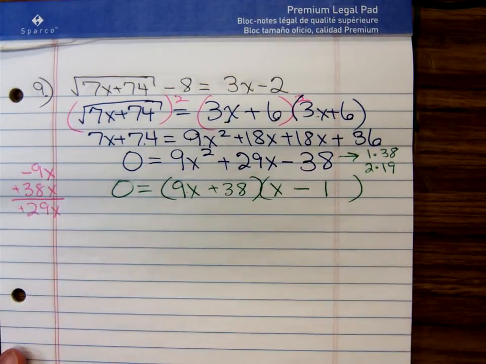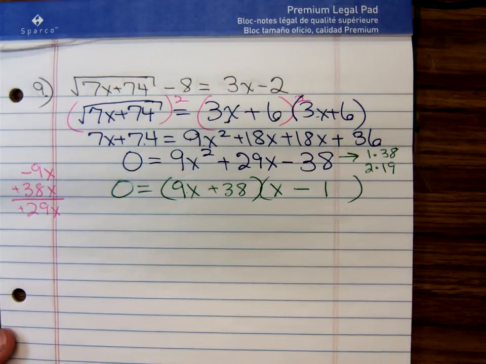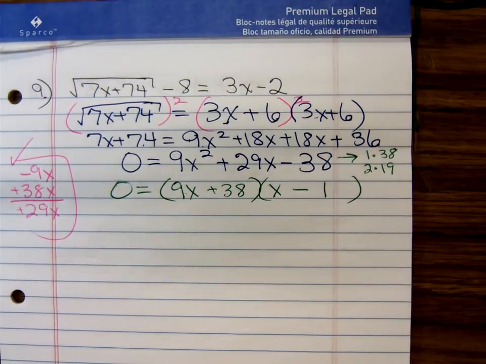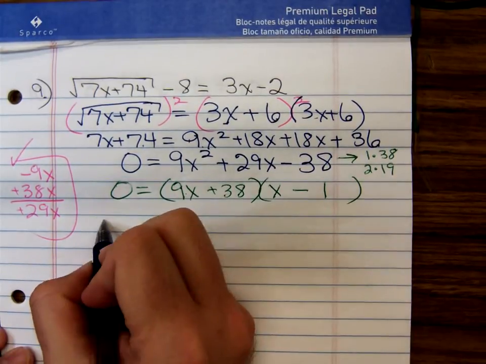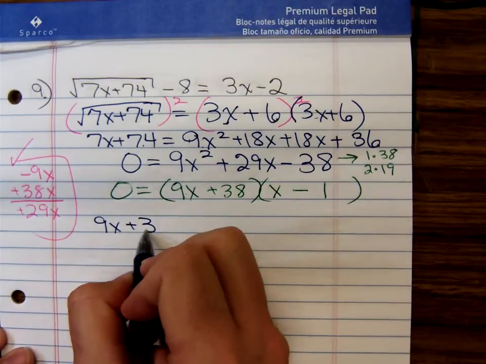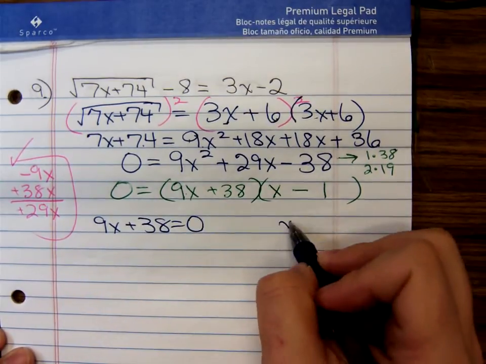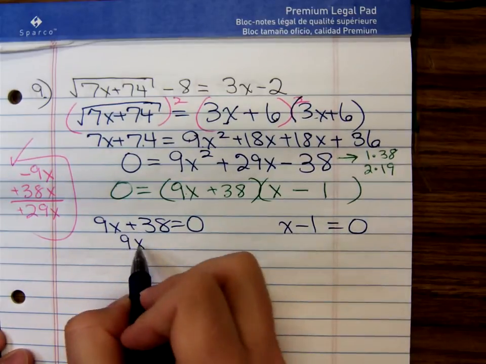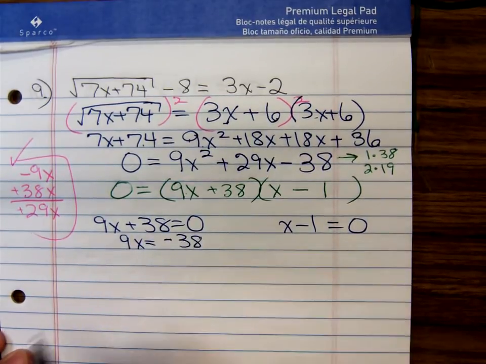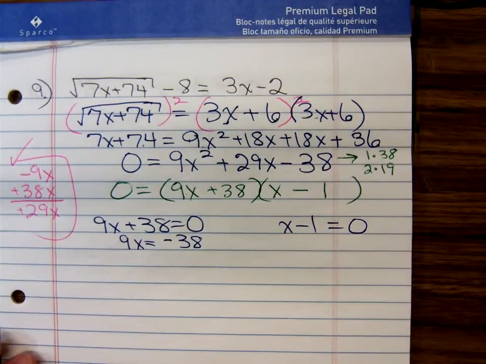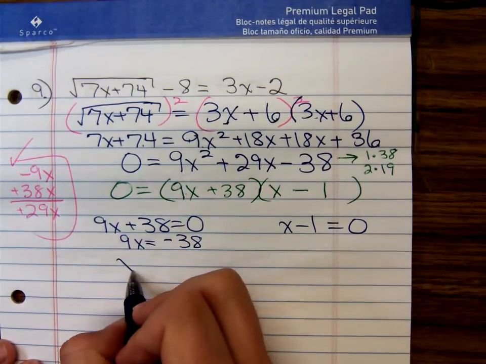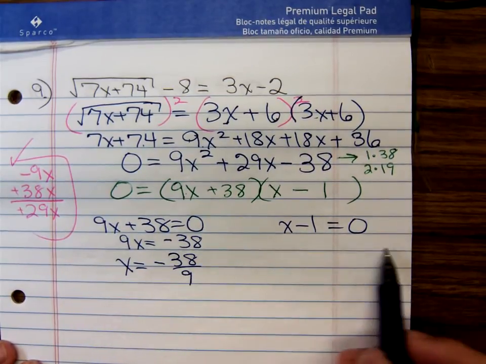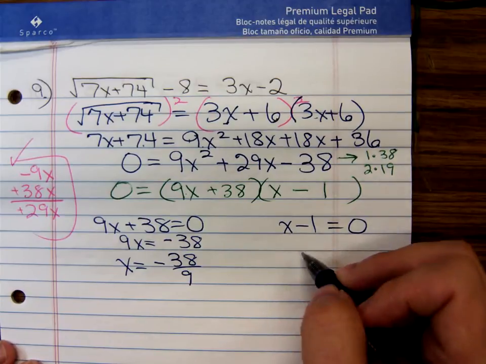Okay, so that's the correct factorization. It checks there. Set each factor equal to 0. 9x plus 38 equals 0, and x minus 1 equals 0. Move the 38 over. And now what? Divide by 9 to give us x equals negative 38 ninths. Here, move the 1 over to give us x equals 1.